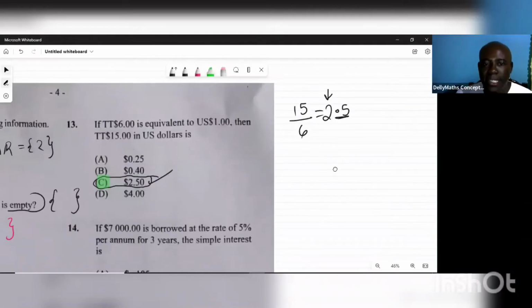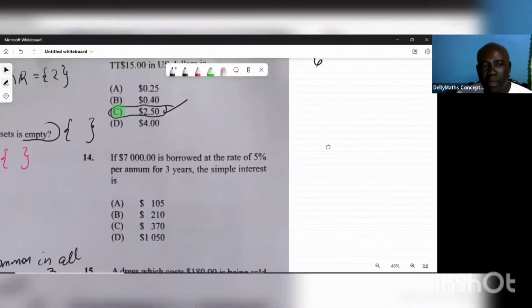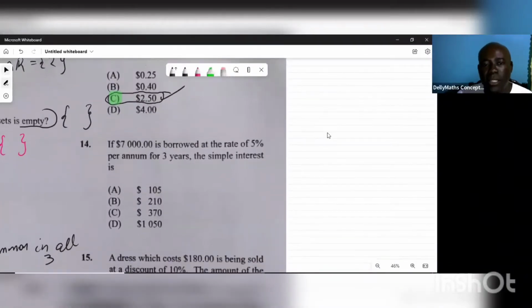Yes. So question 14. $7,000 is borrowed. See it? Look at this percentage now. But this is simple interest. $7,000 is borrowed at a rate of 5% per annum for 3 years.